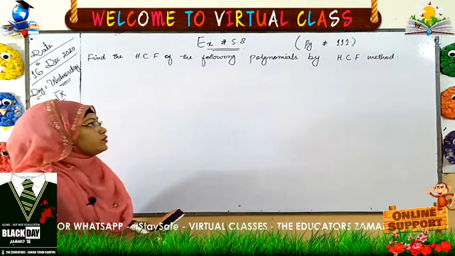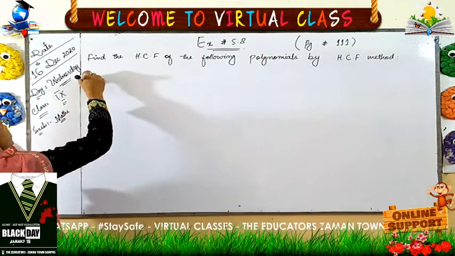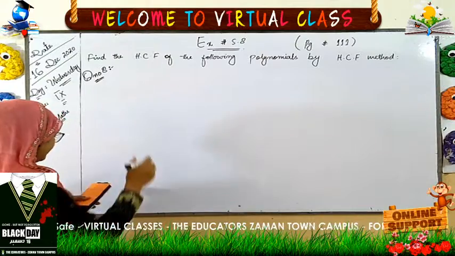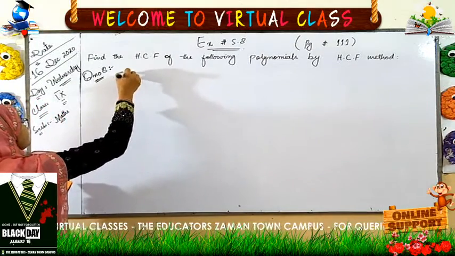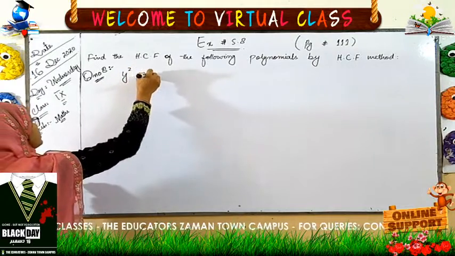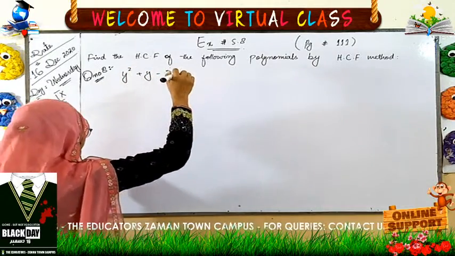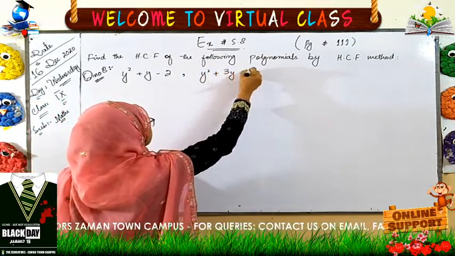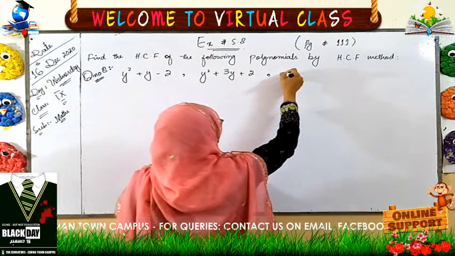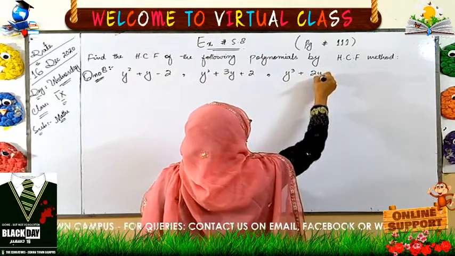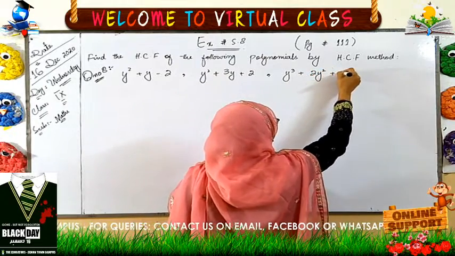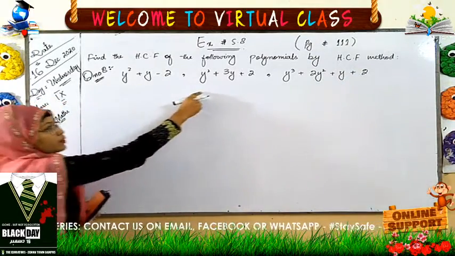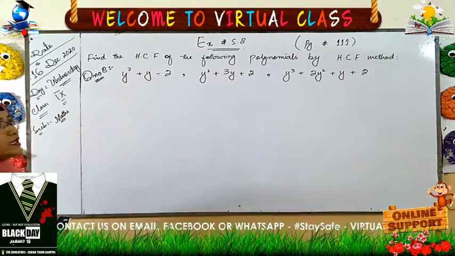Okay, what we are doing here, we have question number 8, and today your homework will also be about question number 8, question number 9, and question number 10. What is question number 8? We have y square plus y minus 2, y square plus 3y plus 2, and the last one, y cube plus 2y square plus y plus 2. We have these 3 polynomial expressions, and we have to find out their HCF.